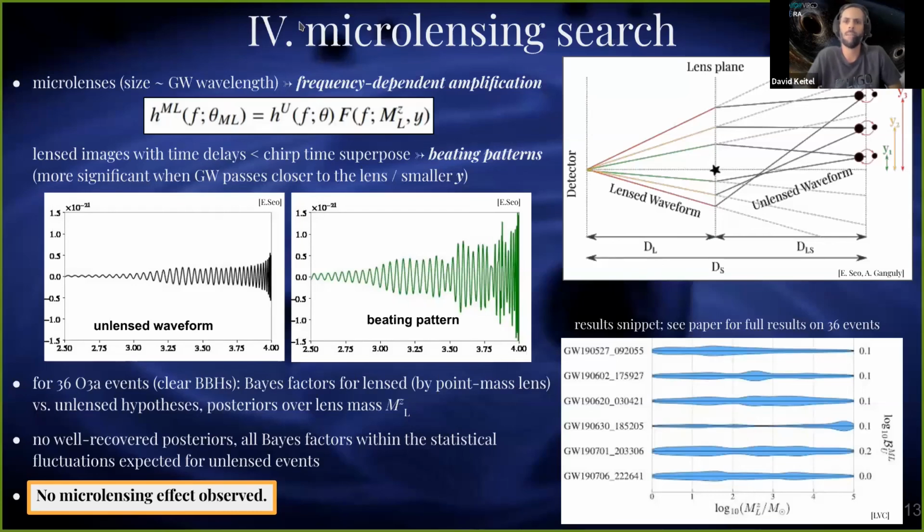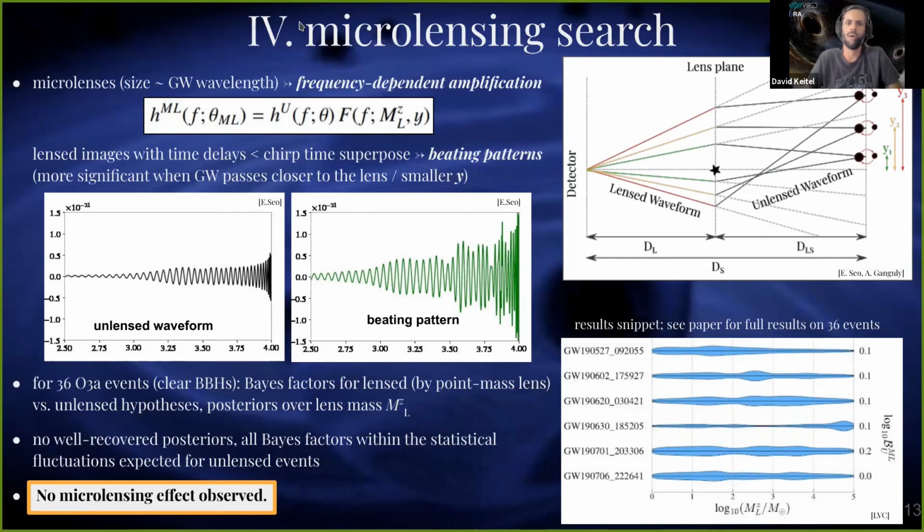The final analysis in the paper is this frequency-dependent microlensing effect, which is something you don't typically see in most electromagnetic observations, where the size of the lens is comparable to the gravitational wavelengths, and then you get this effect that you have multiple images, but their time delays are much shorter than the typical time of the signal. So they superpose and create these beating patterns. We also can't distinguish the sky localization, just same as in typical microlensing. And then we get these strong microlensing patterns when the source is closer to the lens, or they depend, of course, on the impact parameter.